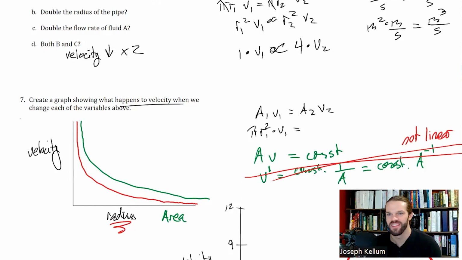I don't know if it'll be area and velocity or any other number of things that could be on this. Inverse relationship. Yeah, like pressure and volume is another one that comes up all the time on this.